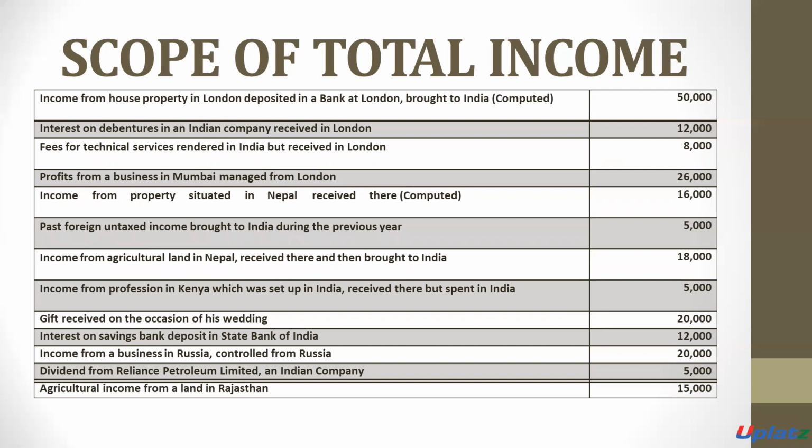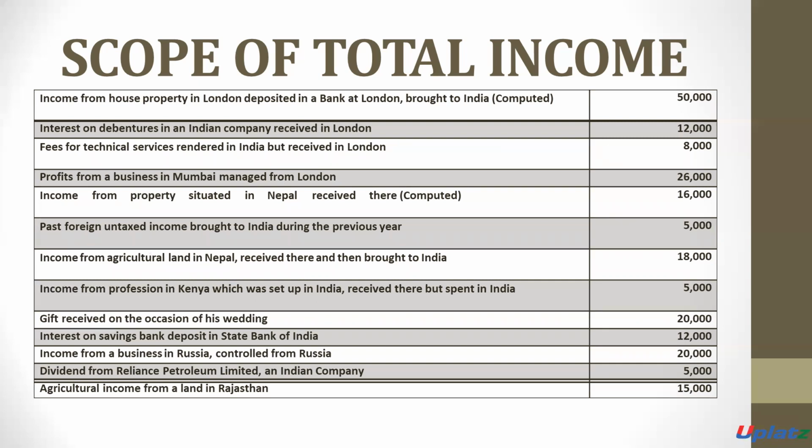Post foreign untaxed income brought in India during the previous year, 5,000 rupees only. Income from agricultural land in Nepal received there and then brought in India, 18,000. Income from profession in Kenya, which was set up in India, received there but spent in India, 5,000. Gift received on the occasion of wedding, 20,000. Interest on saving bank account in State Bank of India, 12,000.